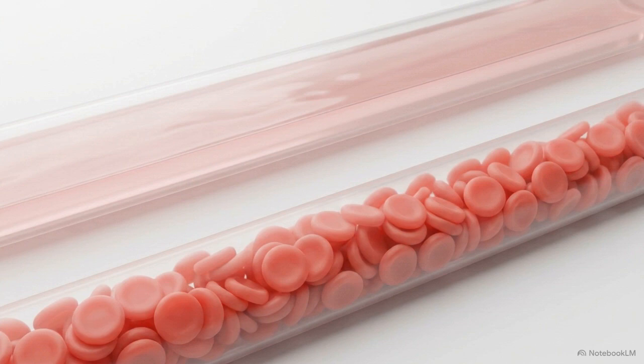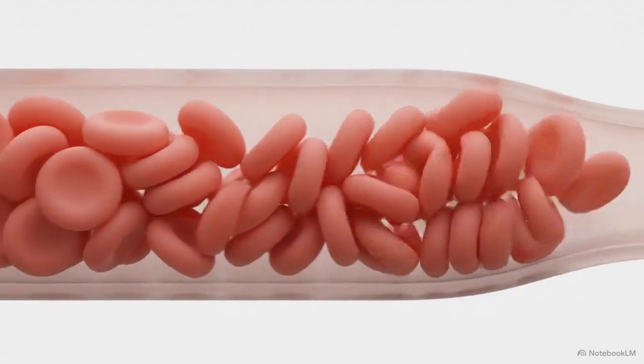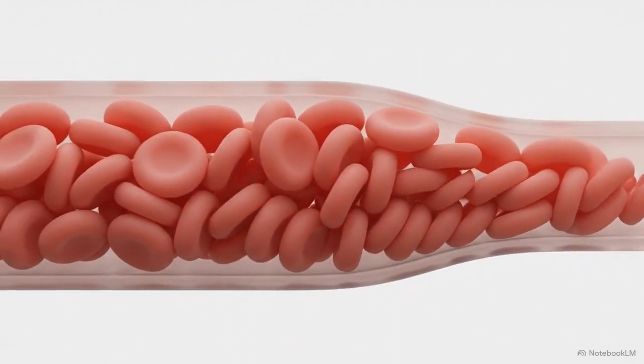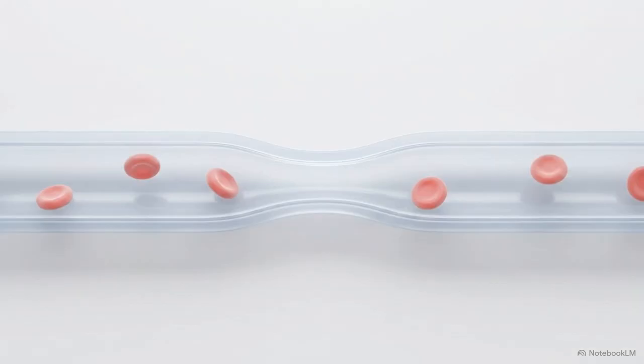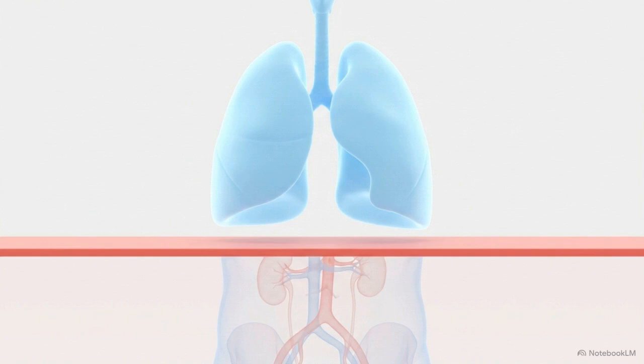Beyond the vessel walls, resistance is also influenced by the physical properties of the blood itself. This factor is blood viscosity. In conditions like polycythemia, an abnormally high concentration of red blood cells creates a bottleneck that increases friction and resistance. Conversely, thinner anemic blood flows more readily, reducing the resistance within the circuit. Systemic vascular resistance is therefore the result of a constant interplay between neural adrenaline, hormonal regulation, and the physical thickness of the blood. These systemic rules do not apply to the lungs. Pulmonary vascular resistance is governed by a separate set of mechanical requirements.